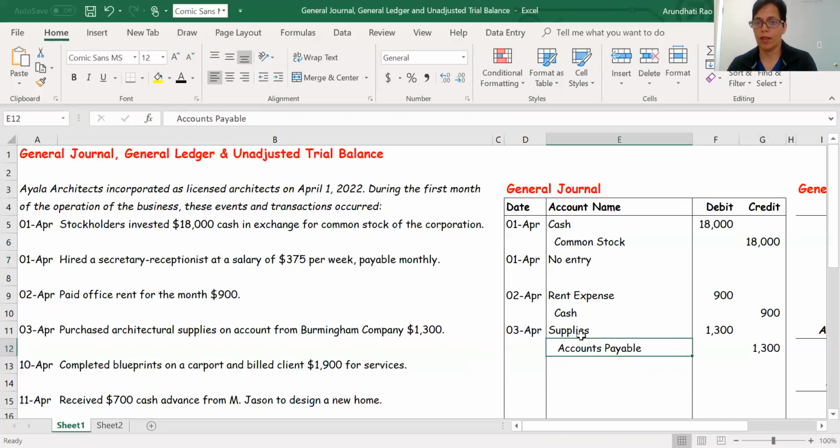Over here, the vendor has given me the goods. I owe them. That's why I have a liability in my books. The difference between those two transactions: on April 1st, I didn't get anything as yet from that individual. I didn't get the benefit of their service. Over here, I already received the benefit of acquiring that asset.